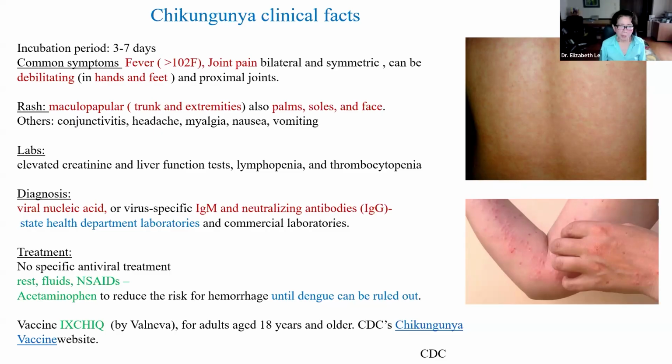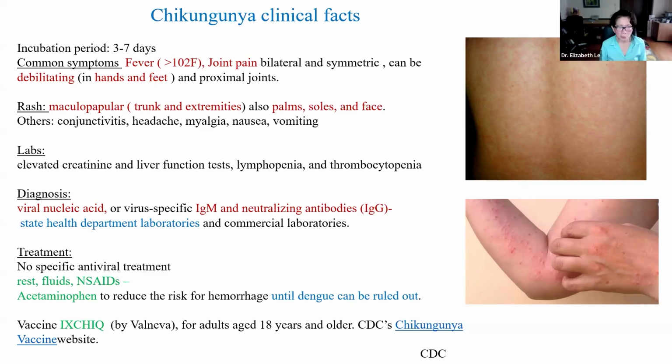And so you draw labs, the usual CBC, CMP, but you're going to see elevated creatinine, elevated liver function tests, lymphopenia, low lymphocytes, and thrombocytopenia, low platelets. The diagnosis is done by viral nucleic acid or virus-specific IgM and neutralizing antibodies, IgG. Unfortunately, these have to be done at state health department laboratories and commercial laboratories. If you have a suspicion for chikungunya, it has to be done by state health department laboratories.